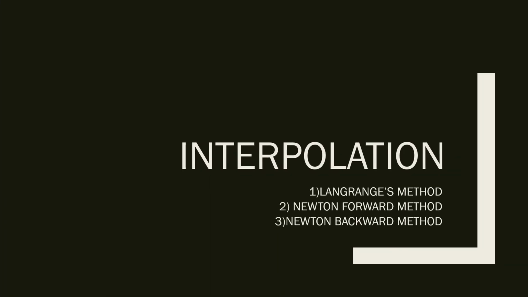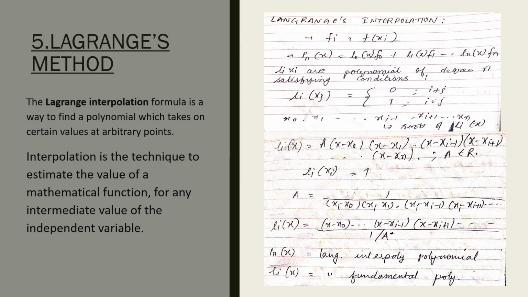Let's discuss some interpolation methods, beginning with the Lagrange method, followed by Newton forward method and Newton backward method. So first is the Lagrange method. It is basically used to find a polynomial which takes on certain values at arbitrary points. I'll explain the process.